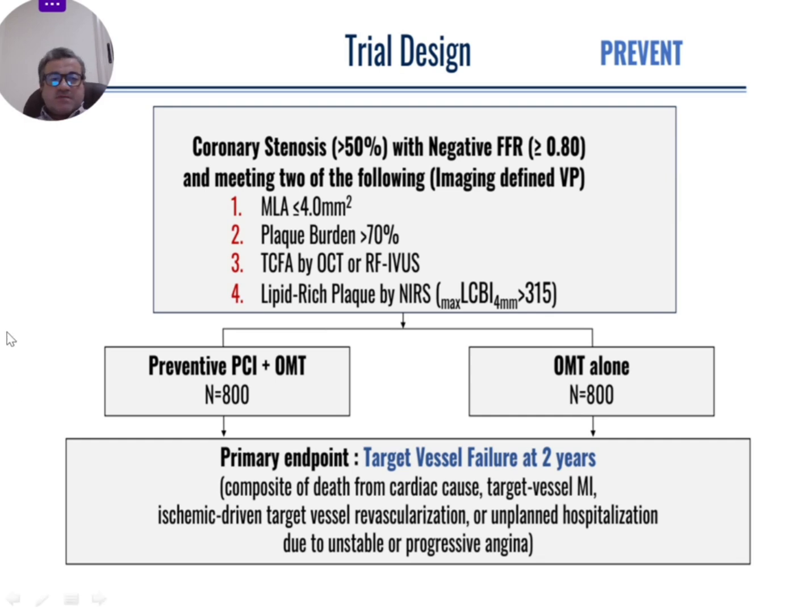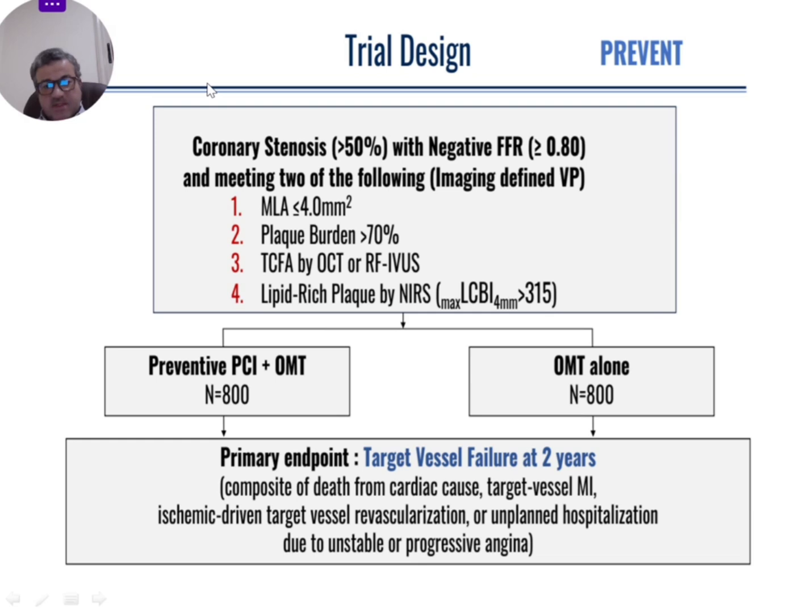The trial design, as we all know, is that patients meet the criteria of intermediate lesions with a coronary stenosis of more than 50% with a negative FFR, more than 0.80, and they meet two of the following imaging-defined vulnerable plaque criteria by OCT or IVUS: minimal luminal surface area lower than 4 mm², plaque burden more than 70%, TCFA by OCT or radiofrequency IVUS with a cap less than 65 micrometers, and a lipid-rich plaque.